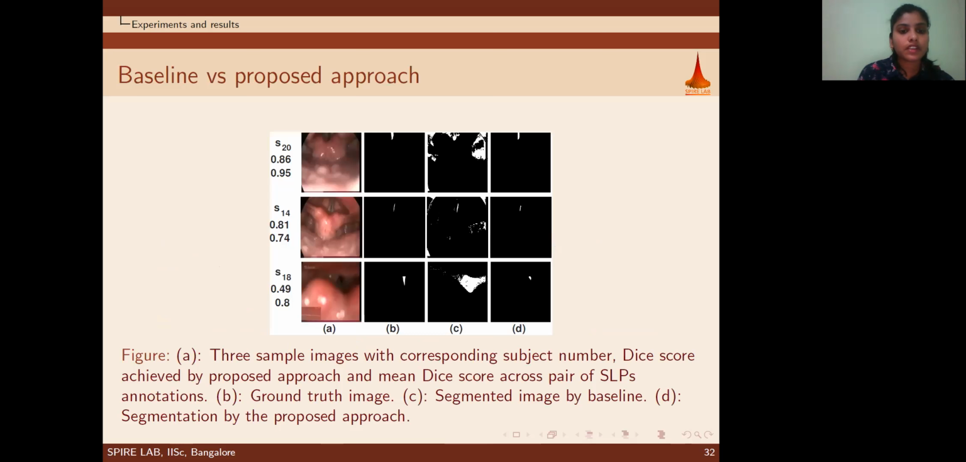This figure illustrates the cases where the proposed method performs better than the DNN-based baseline approach. In this figure, column A contains three sample images with the corresponding subject number, the dice score achieved by the proposed approach, and the mean dice score across the pair of SLP annotations. Column B, column C and column D are the ground truth and the images segmented by the baseline and proposed method respectively.